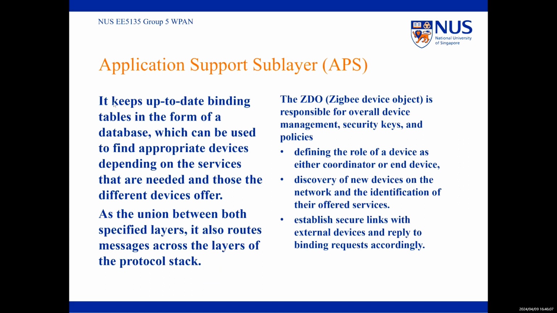The fourth layer is the application support sublayer. The main function of this layer is that it keeps an up-to-date binding table in the form of a dataset, and this can be used to find appropriate devices depending on the services that are needed, and those are different service offers. Also, in this layer, it has an object called the ZigBee device object. It is responsible for overall device management, security keys, and policies.